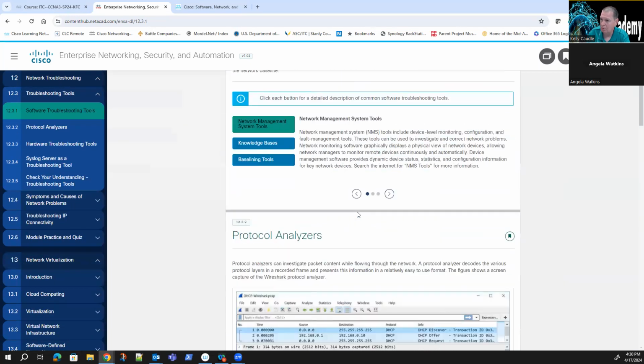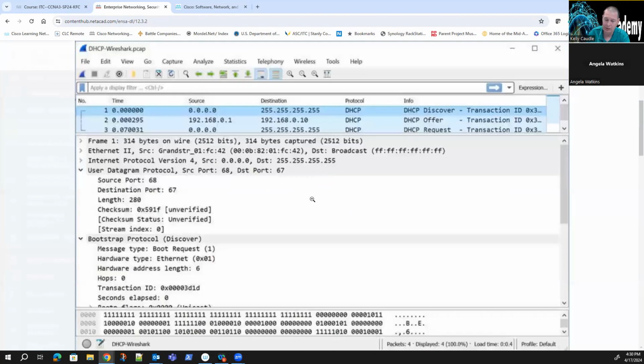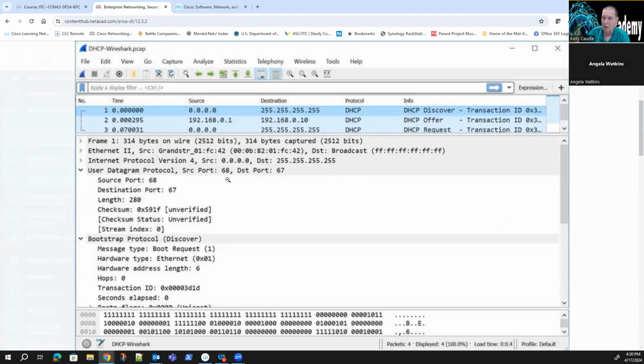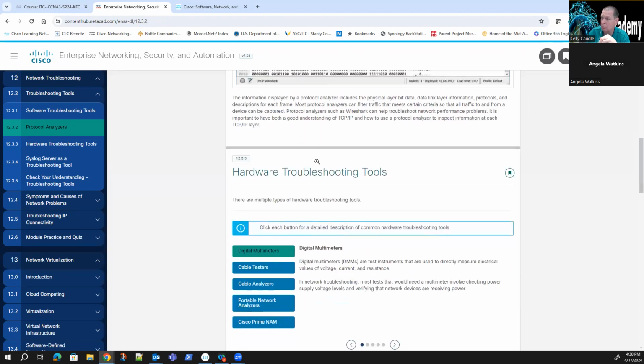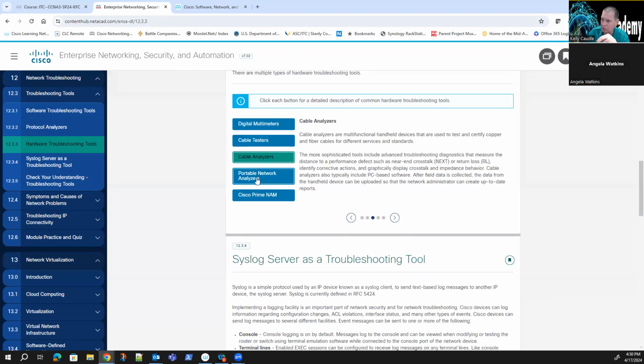Some of the tools we have built in can be protocol analyzers. I teach a skills for all networking class for Greenville CTE, and I show a lot of stuff when I'm talking about protocols in Wireshark, things like DHCP and ARP, so they can actually see those packets. This is a very useful tool, especially out in the real world. Some hardware troubleshooting tools are digital multimeters, cable testers, and cable analyzers. All of those are items that we use.